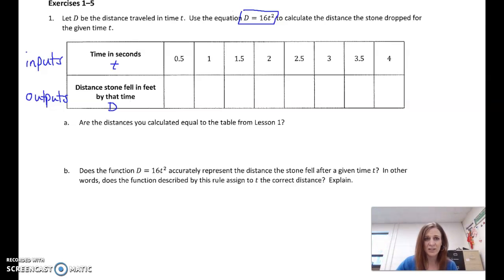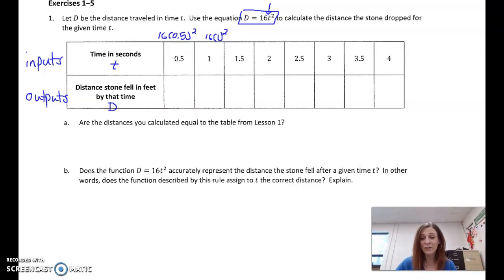But basically, d is our distance here, right? Distance equals 16 times whatever the time is to the second power. So all we're going to do is input values in for t. We've done that, right? So here I'm going to input 0.5 for t, and this is going to be 16 times 0.5 squared, in parentheses. This one is going to be 16 times, input a 1 for t, 1 squared. And I'm going to grab a calculator.